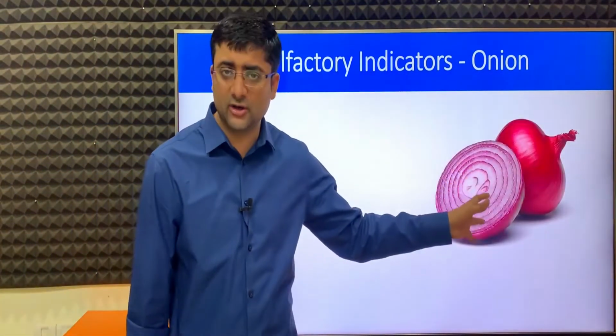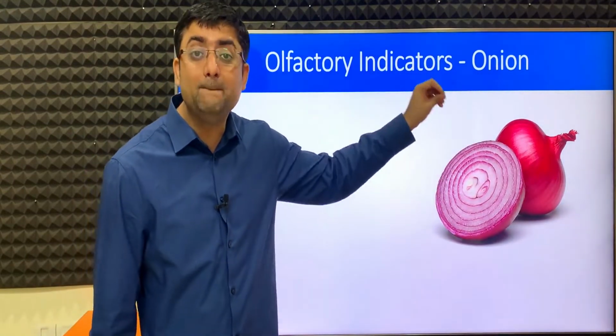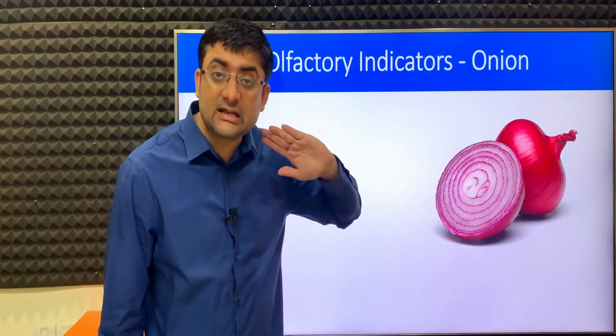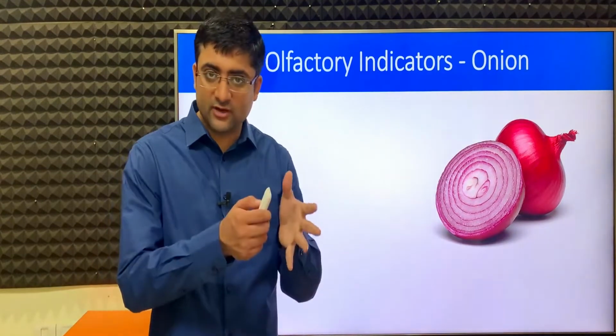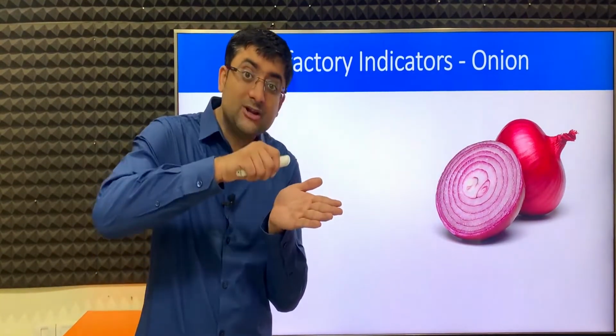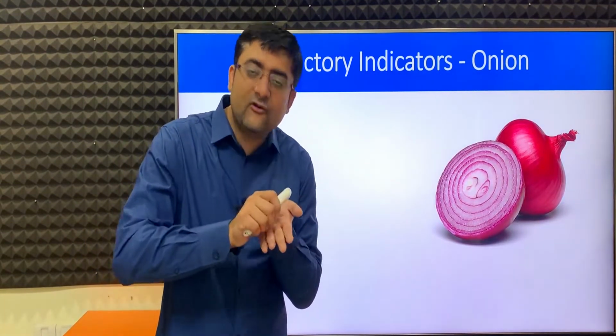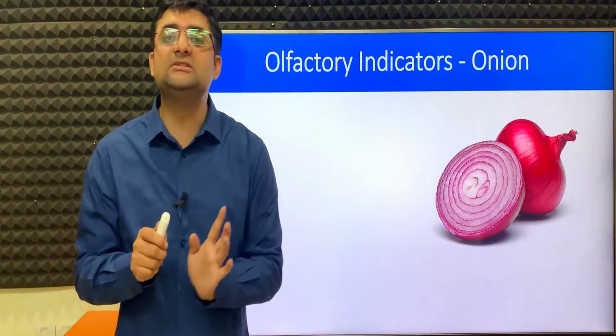So first we'll talk about onion. Onion has a characteristic smell. Now guys, whenever you pour a basic solution over it, the characteristic smell of onion goes. So let's say you have a cloth on which you have rubbed onion, so the cloth will smell of onion. Now the moment you put a basic solution over it, the smell will go. Is this clear? So if the smell of onion is going, that means the substance is basic.